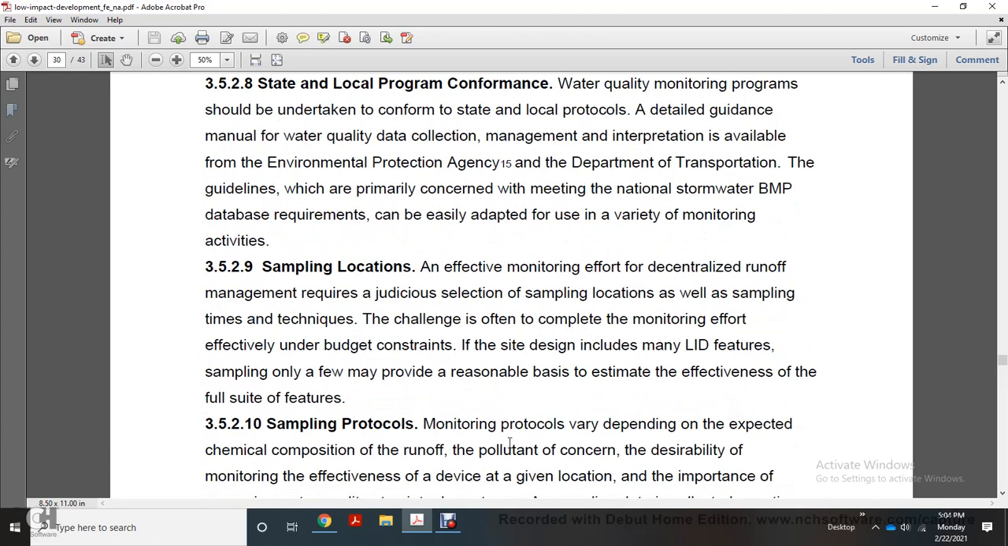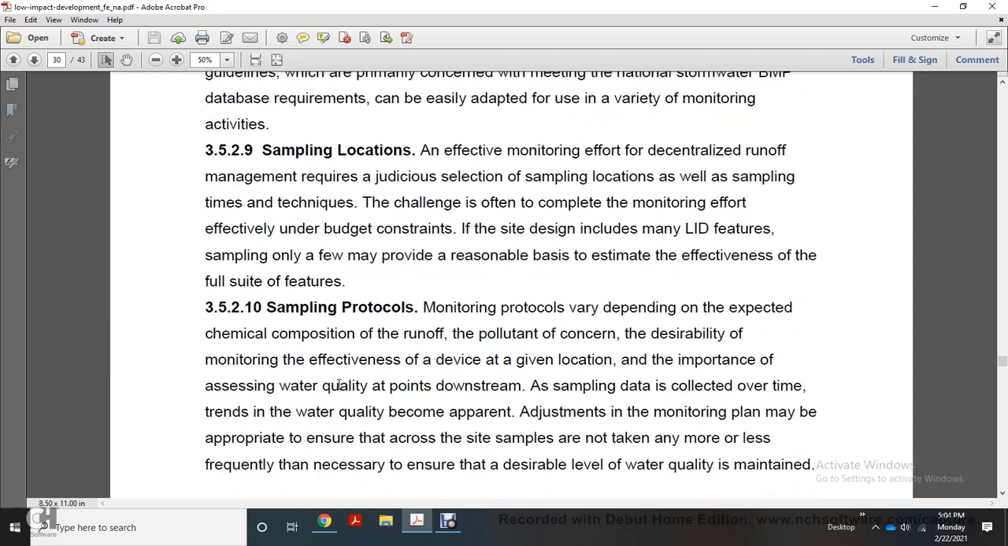Sample location. An effective monitoring effort with decentralized runoff management requires judiciously selecting the sample locations as well as sampling techniques. The challenge is often to complete the monitoring effort effectively under budget constraints. If the site design includes many low impact development features, sampling only a few may provide a reasonable basis to estimate the effectiveness of the full suite of features.